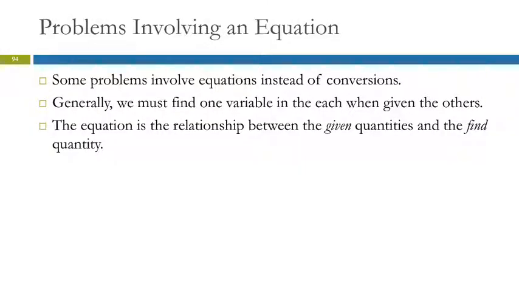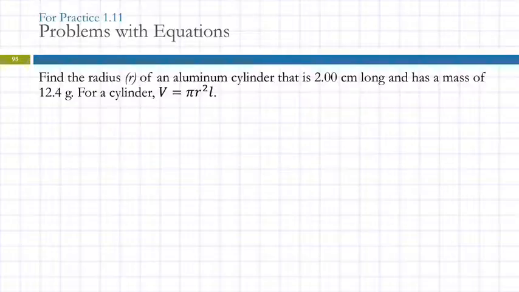Skip over that. Some problems involve equations. You can't do everything with dimensional analysis, unfortunately. Here's an example. Find the radius of an aluminum cylinder that is 2.0 centimeters long and has a mass of 12.4 grams. And we're given the equation. Volume is pi r squared times L.